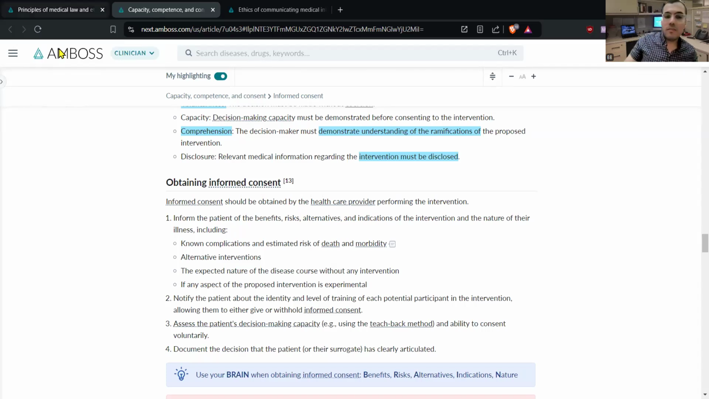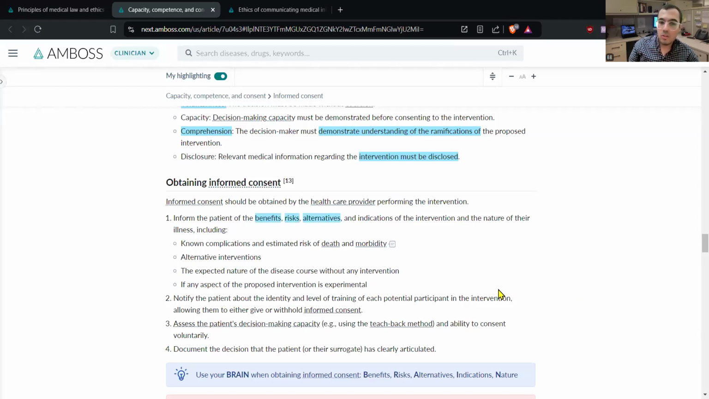Inform the patients of the benefits. This is very important to remember, guys, okay? The benefits, the risks, and the alternatives, and the indications for the intervention, the nature of the illness. And the most important one among these four is the alternatives, because they usually tell you the physician informed the patient about the benefits and risks and the indications and stuff like this.